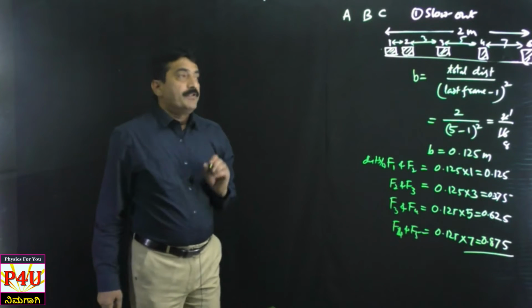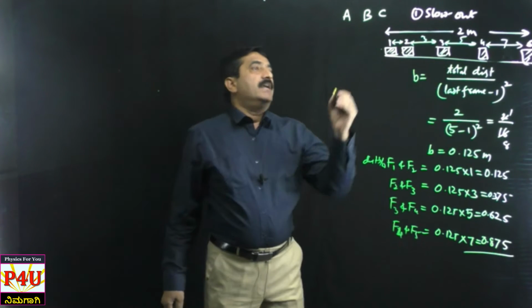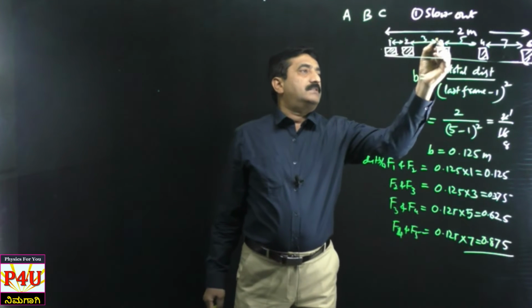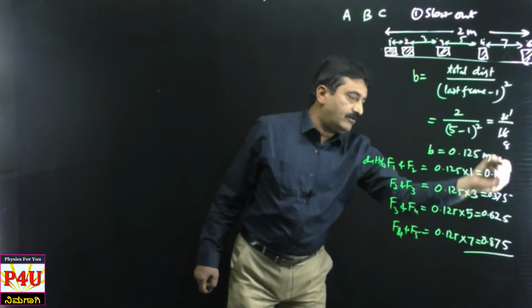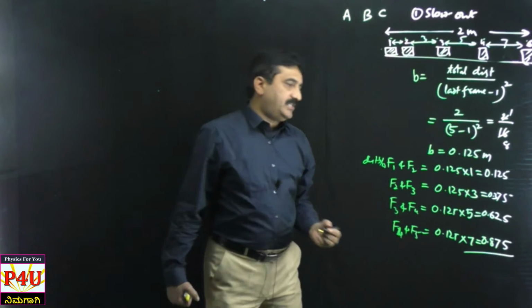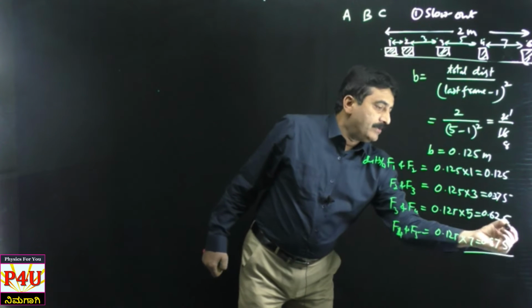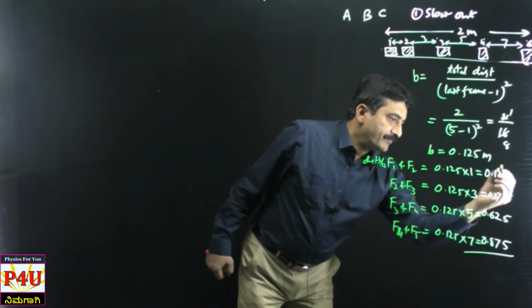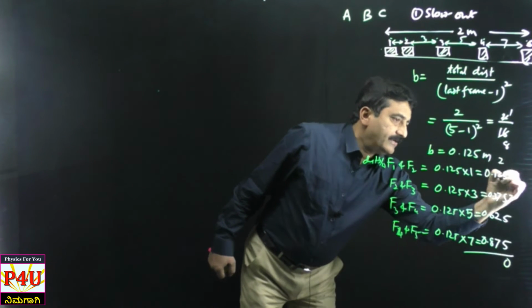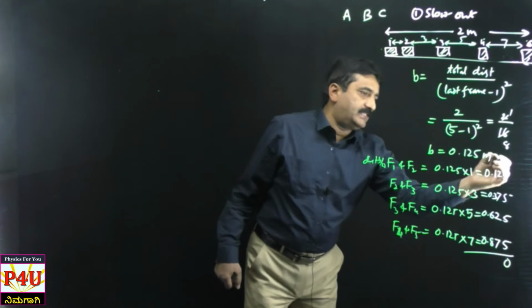0.875. You got it? Now what is the total distance? It is the distance from here to here plus this plus this plus this. That means I have to add all these things. Total distance calculated. Please calculate. 5 plus 5 plus 5 plus 5. 0, 2 carry. You can use a calculator and verify this.